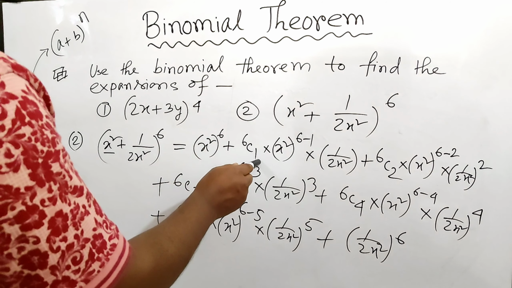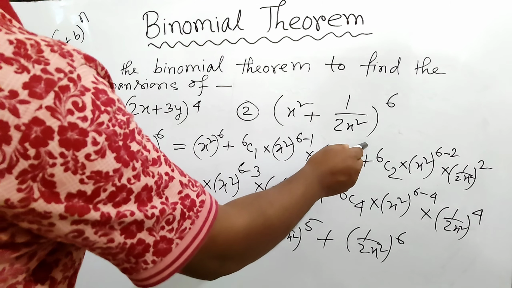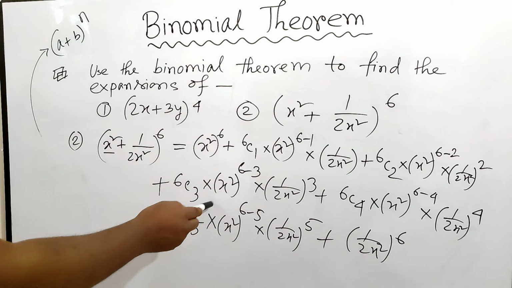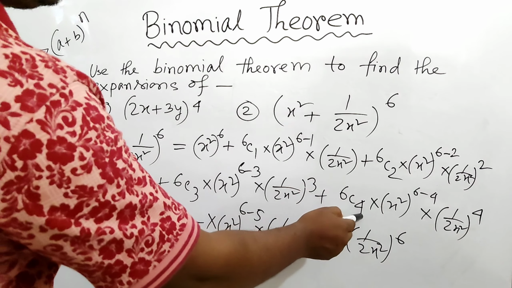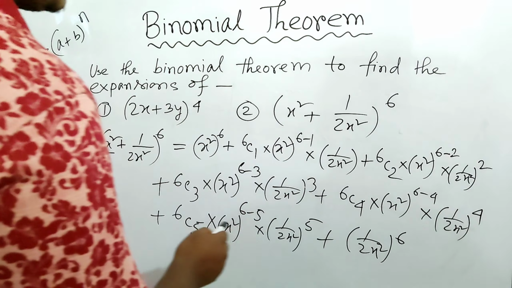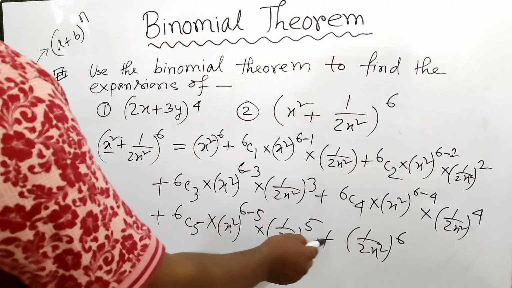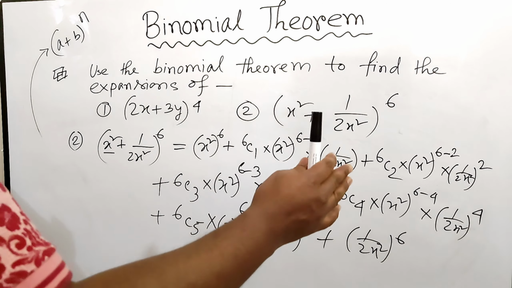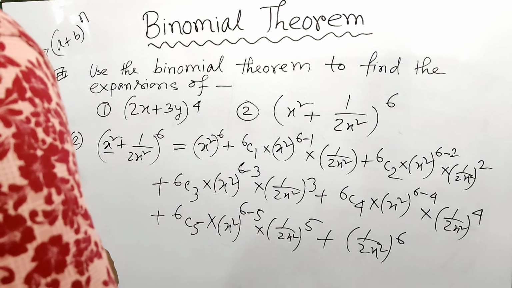Look at here, 6C1, here is 1 and here is 1; 6C2, here is 2, here is 2; 6C3, here is 3, here is 3; 6C4, here is 4, here is 4; 6C5, here is 5, here is 5, and the last term should be power 6. So in that way you can easily find any expansion of the binomial term.